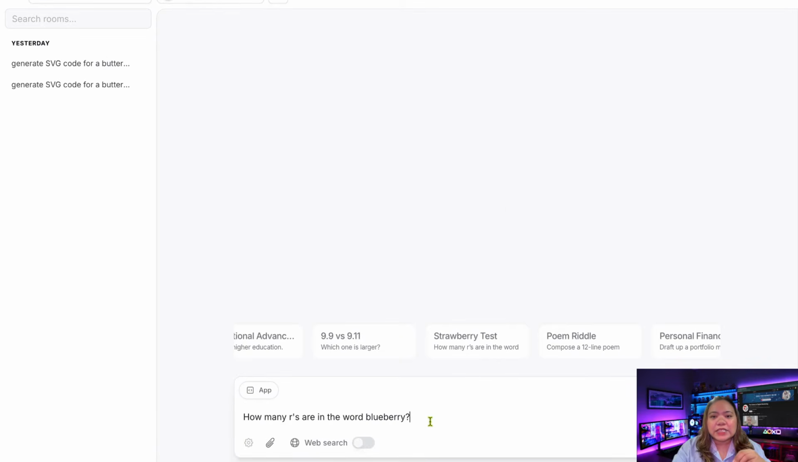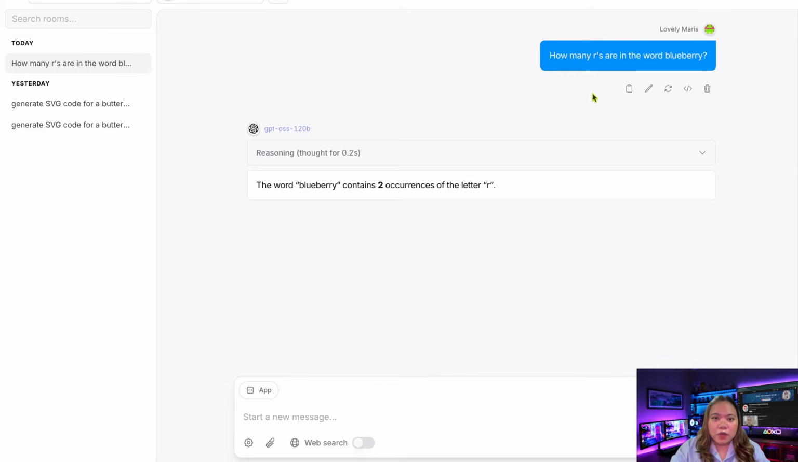So my prompt is, how many times does the letter R appear in the word blueberry? The model responded in under half a second with the correct count and demonstrated clear step by step reasoning. Users have the option to enable or disable reasoning mode, which can influence both the process and quality of responses.